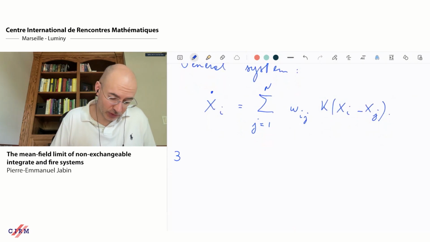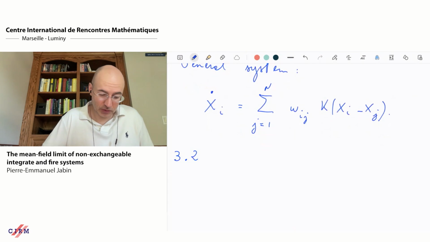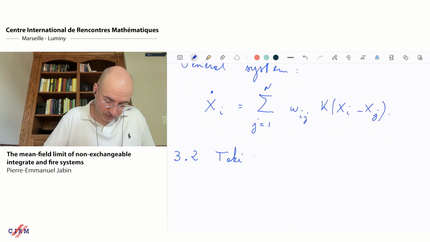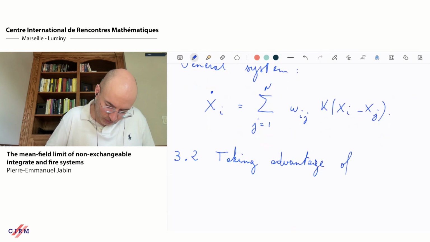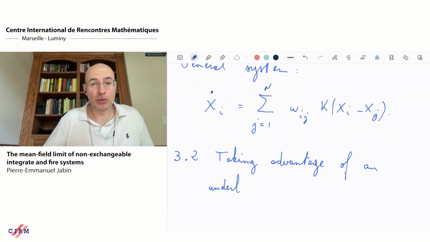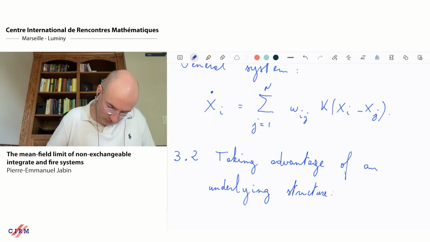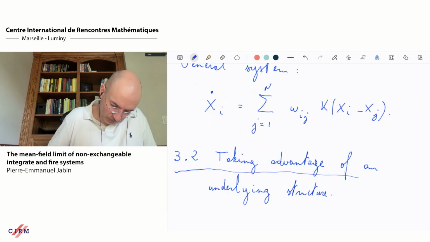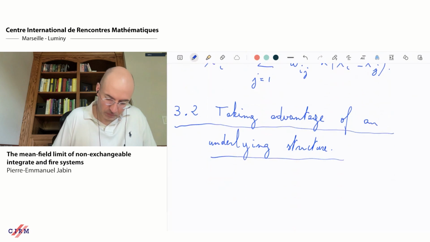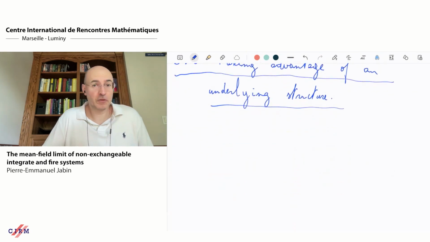And so the next example is when you already have some underlying structure on the Wij. And so this is very, very simple.